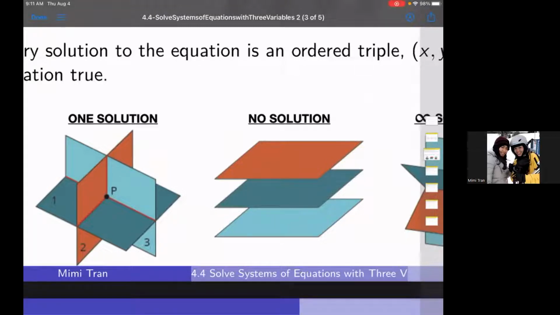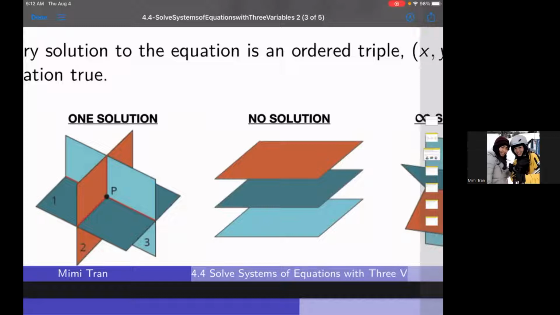Let me see, I have another example of one solution. Maybe I have another example. I don't think they can see me. No, they cannot see me, but for those of you here, think of the table as the plane, right? That's one equation. And here is another equation, and here's another equation. One solution can look like this, right? They can touch at one point.